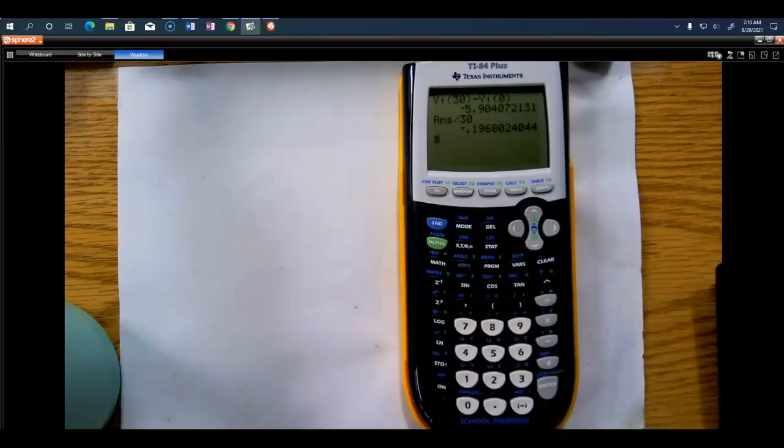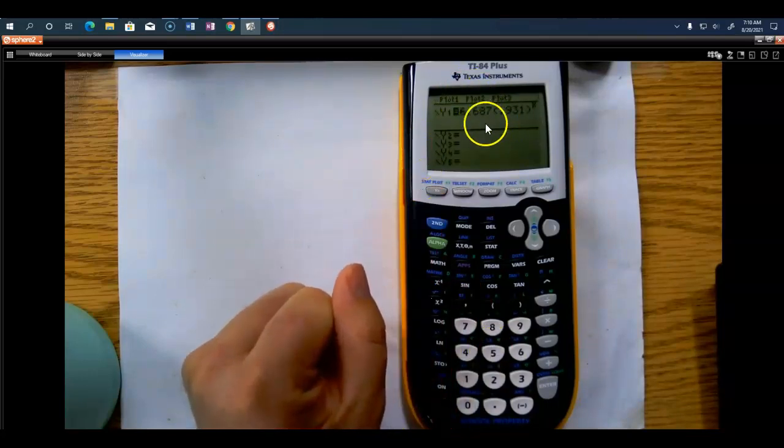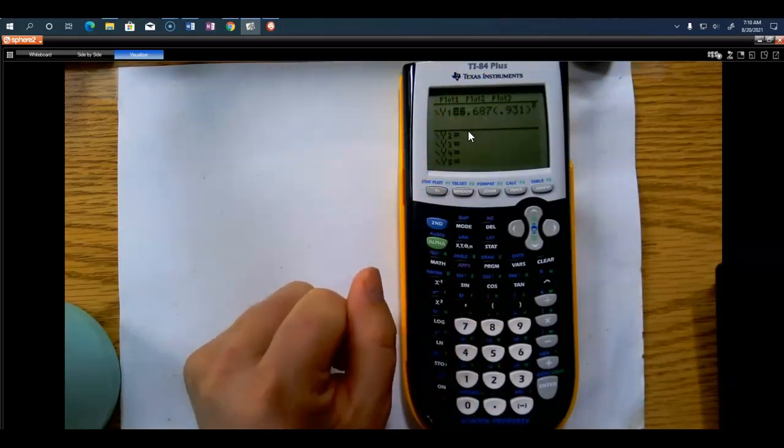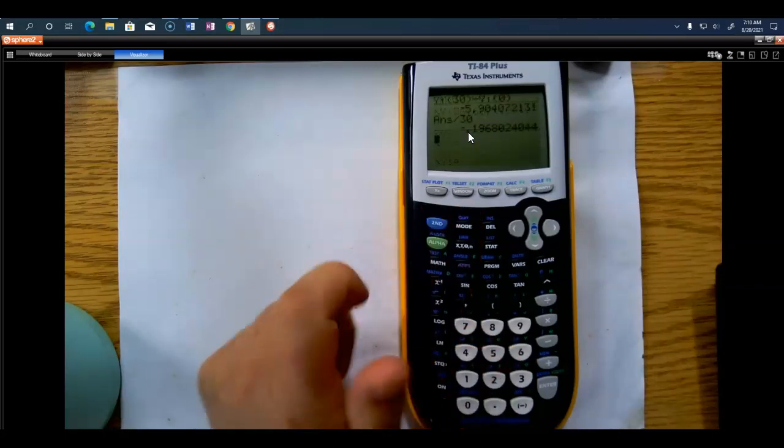So we've already got our function. You don't need to press this, but we've already got our function stored up here. All I want to do now is find the derivative at t equals 15. So let me go back to my home screen. I'm going to push second and quit.